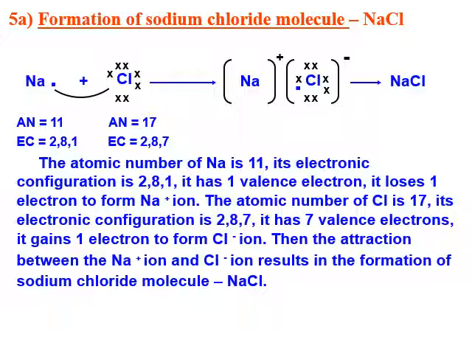Formation of sodium chloride molecule NaCl. Here you can see Na is a metal and chlorine is a non-metal. Sodium has atomic number 11, and we can write electronic configuration 2, 8, 1. Likewise, chlorine has atomic number 17, and we can write electronic configuration 2, 8, 7. Sodium has 1 valence electron and chlorine has 7 valence electrons.